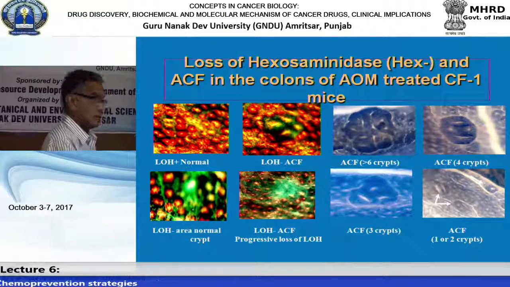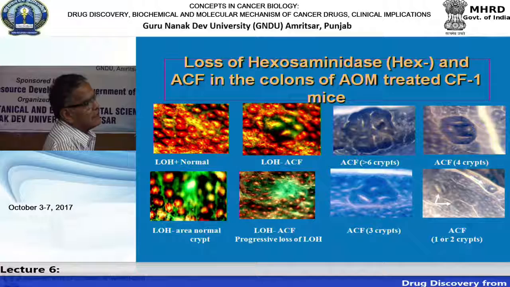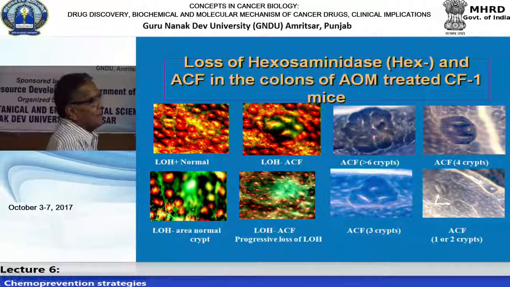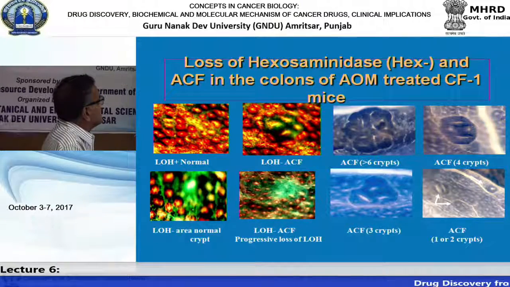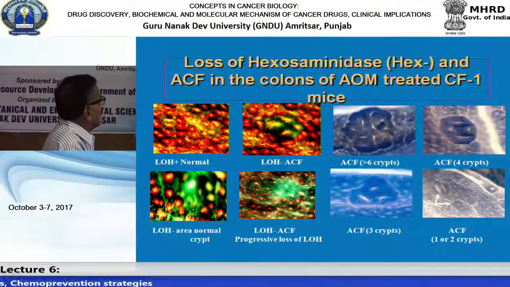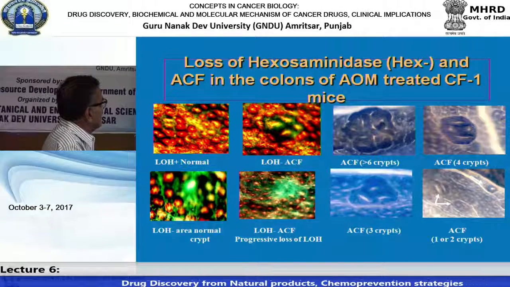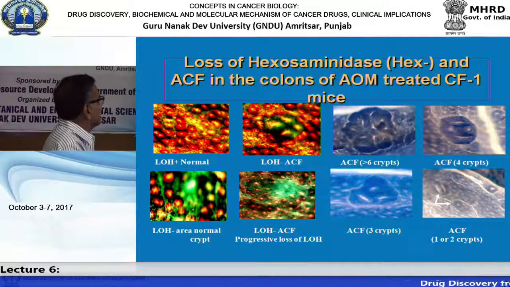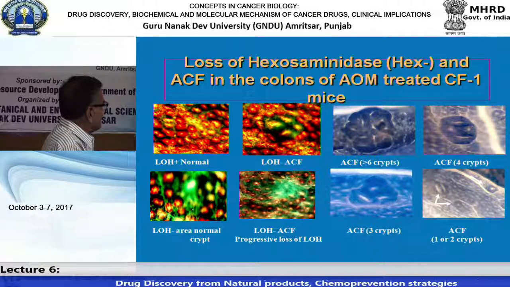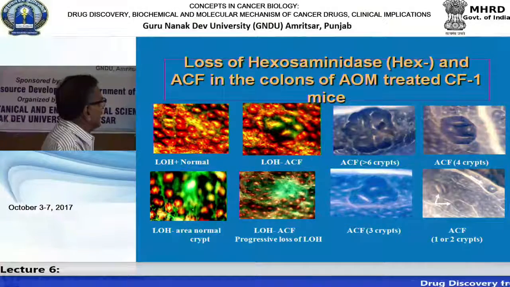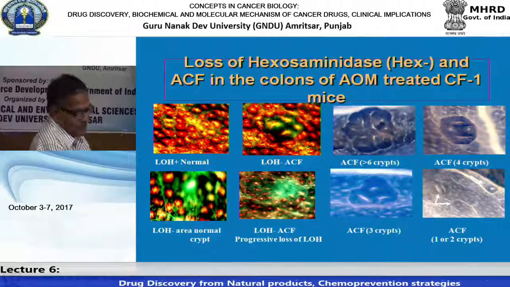We have them in the human also, and that's used in humans as a marker for cancer prevention in many systems. While doing that, we also identified an enzyme called hexosaminidase. Hexosaminidase is a normal constituent of a normal cell. So this is normal. When you have the loss of hexosaminidase, you will see the green structure like that. So this is the LOH of normal area. This is the LOH of the ACF, and then you can correlate this with the number of crypts, and you can use that as a marker.